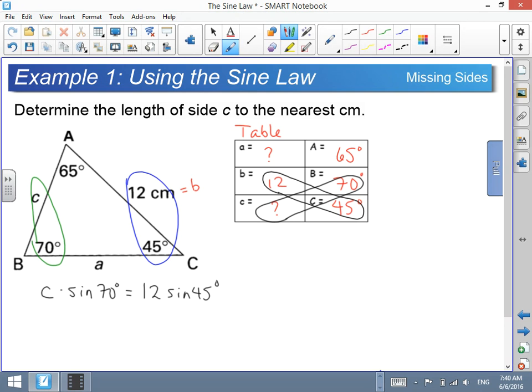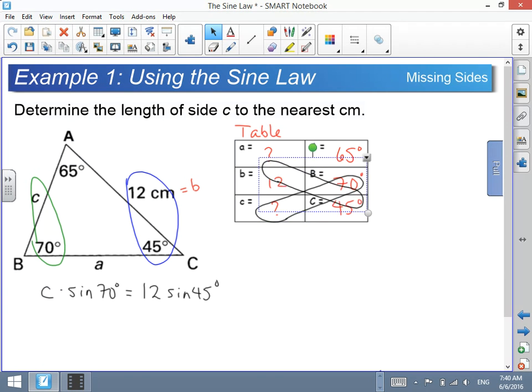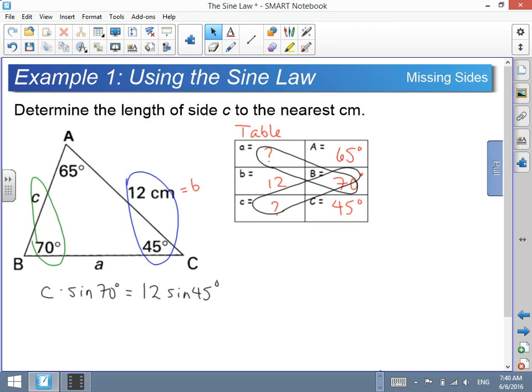Okay, and here's another one. In fact, if you were after side A, what we could do, let's just slide that up, is you could use this pairing of information. Okay, so you have three unknowns and one unknown. You can solve for A. But in this case, we're going to try to solve for side C.